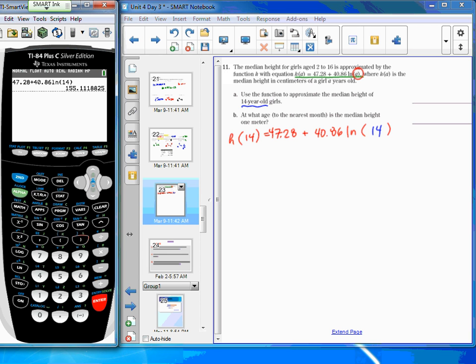It looks like the median height would be 155 feet. That doesn't seem right. Centimeters? Okay, that seems more reasonable, right? So 155 centimeters.